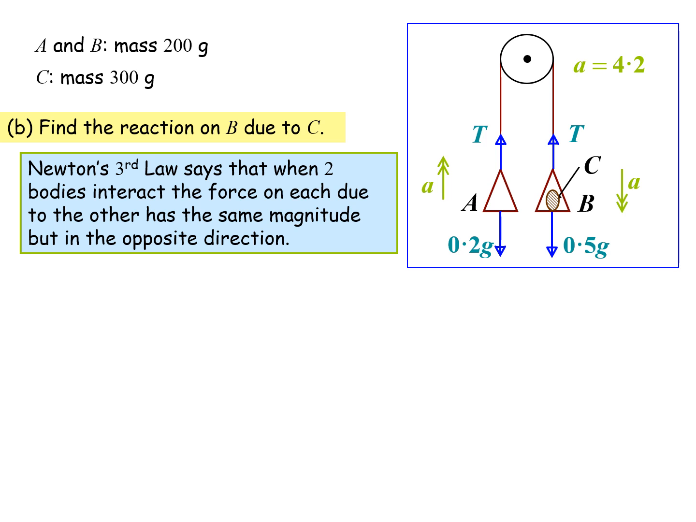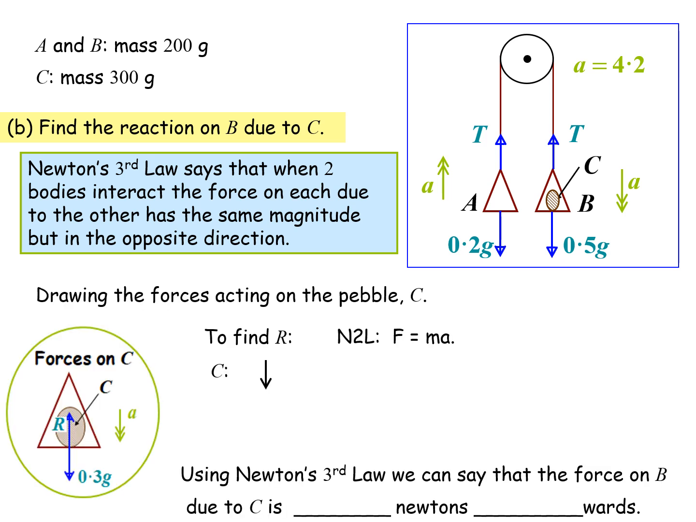Newton's third law here. When two bodies interact, the force on each due to the other has the same magnitude but in the opposite direction. So the pebble's pushing on the pan and the pan's pushing back. So drawing the forces acting on the pebble. Right, so just the forces on the pebble. The pan's pushing back, so that's your R force. And then there's the weight of the pebble, which is pushing on the pan.